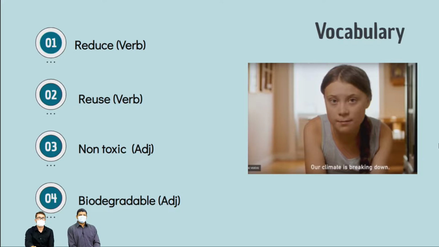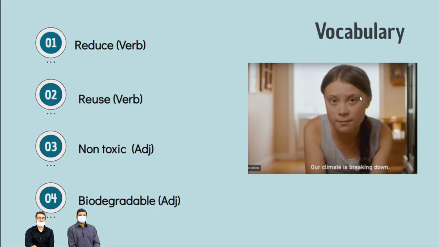The second is reuse, which is also a verb. So reuse means to use again. So if you have a plastic bag that you take shopping, you can reuse the same bag again and again. So that is what reuse means. Then you have an adjective, non-toxic. So something that is not toxic. So it's not with chemicals, it's something that is not dangerous for humans.